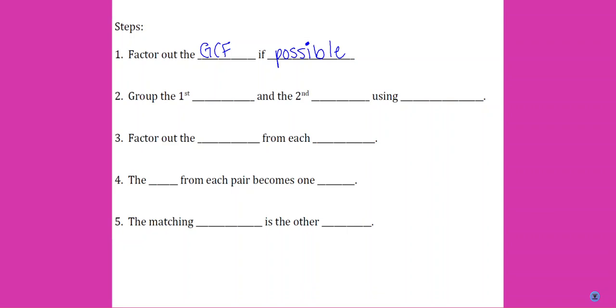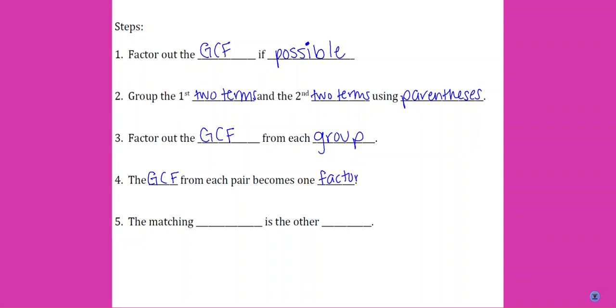After we've done that, we're going to group the first two terms and the second two terms using parentheses. Then we're going to factor out the GCF from each group. The GCF from each pair comes together to make one factor, and then the matching parentheses is the other factor.